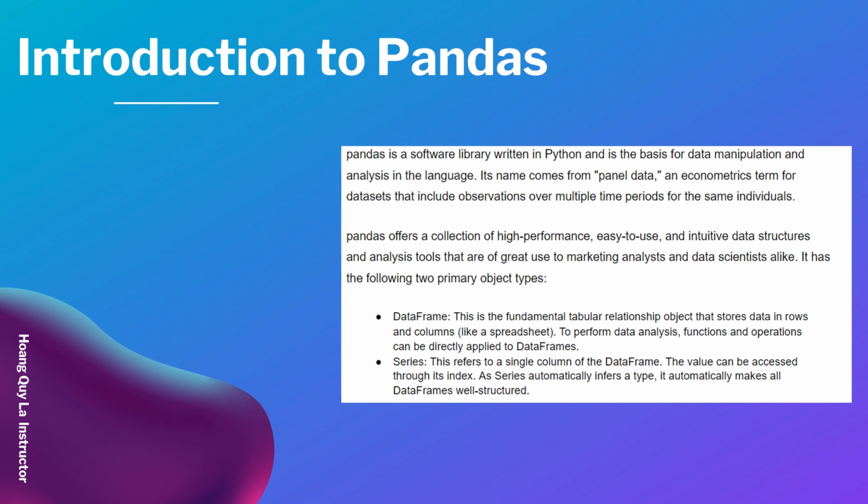It has the following two primary object types. The first one is the DataFrame. This is the fundamental tabular relational object that stores data in rows and columns like a spreadsheet. To perform data analysis, functions and operations can be directly applied to data frames. The second one is Series, which refers to a single column of a data frame. The values can be accessed through its index. As Series automatically infers a type, it automatically makes all data frames well structured.